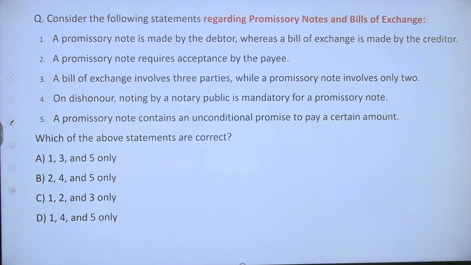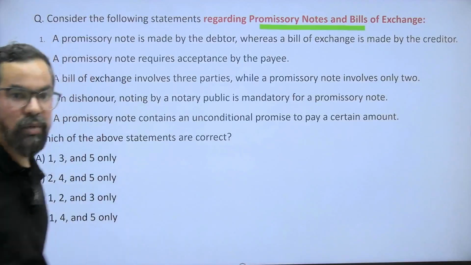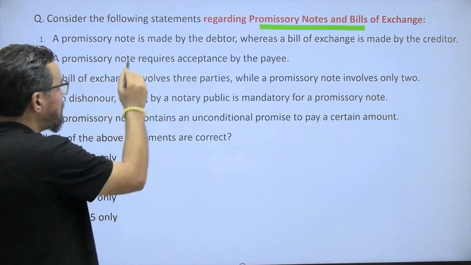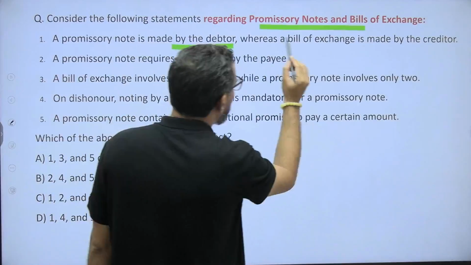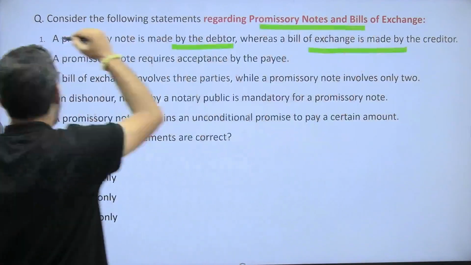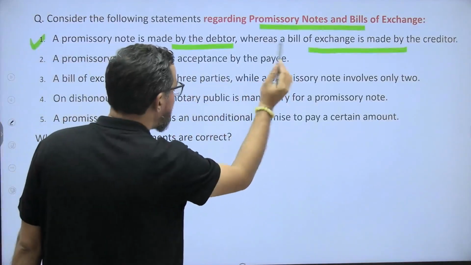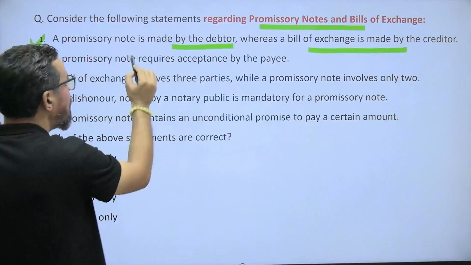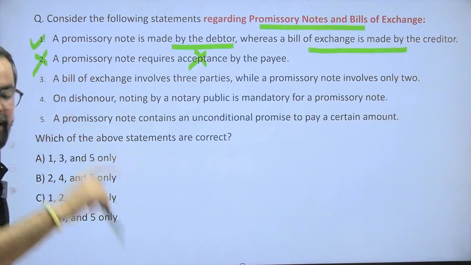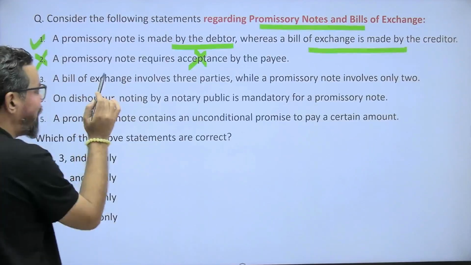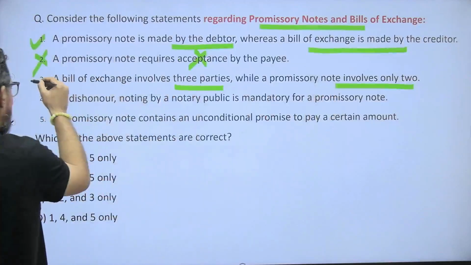Consider the following statements regarding the promissory note and bill of exchange. A promissory note is made by the debtor, true. Debtor means buyer. Whereas a bill of exchange is made by the creditor. The first statement is 100% true. A promissory note requires acceptance by the payee. In the case of a promissory note, acceptance is not required. In the case of a bill of exchange, acceptance is mandatory. A bill of exchange involves three parties, whereas a promissory note involves only two parties, 100% true.